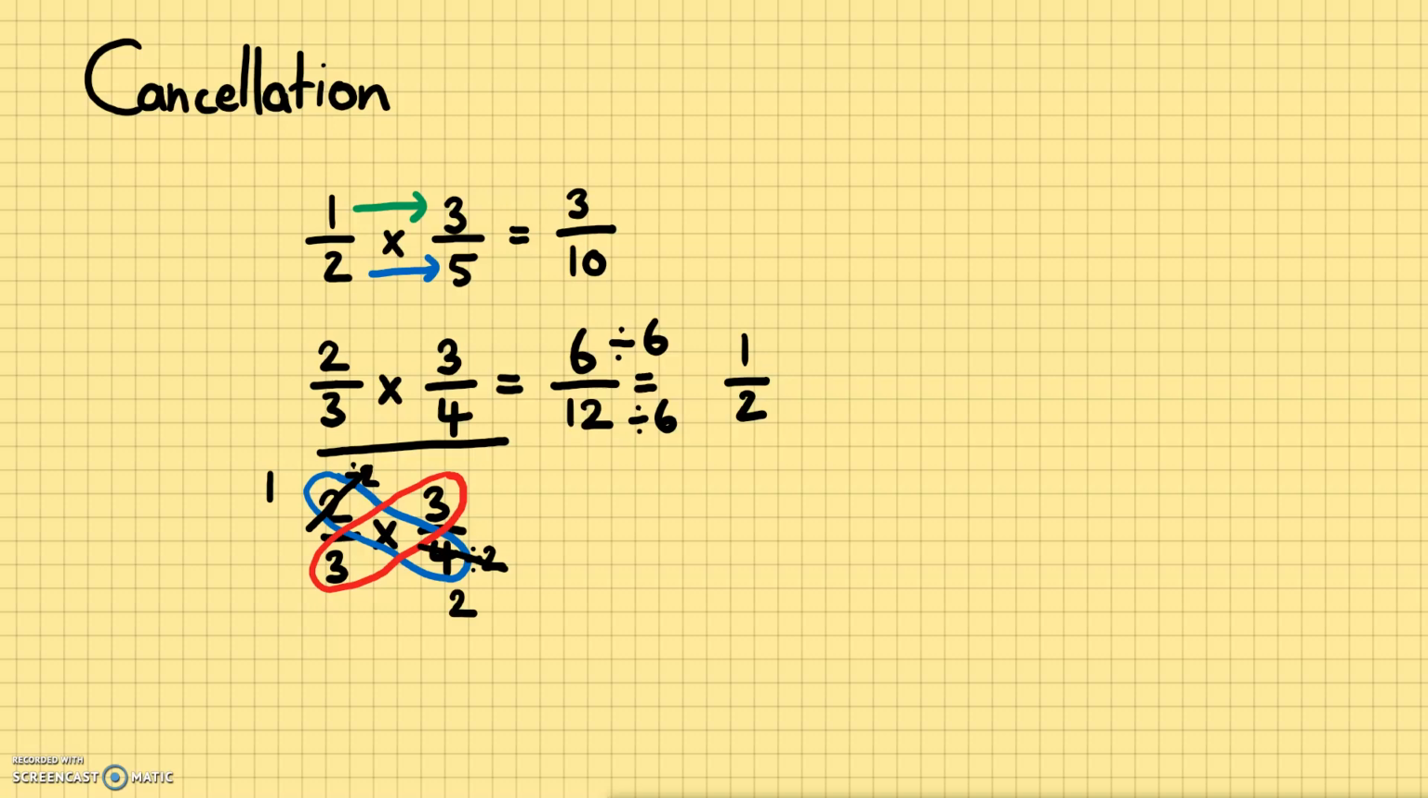And we can do the same thing with the 3's. We can divide both 3 and 3 by 3. So we divide 3 on this side and on this side. And this side, 3 divided by 3 becomes 1. This side, 3 divided by 3 becomes 1 as well.